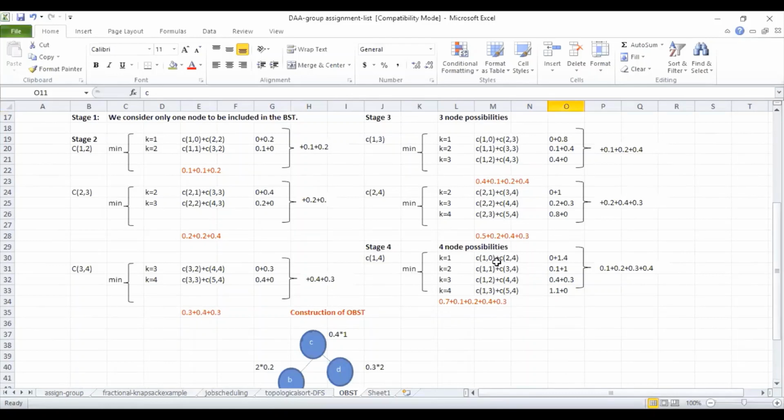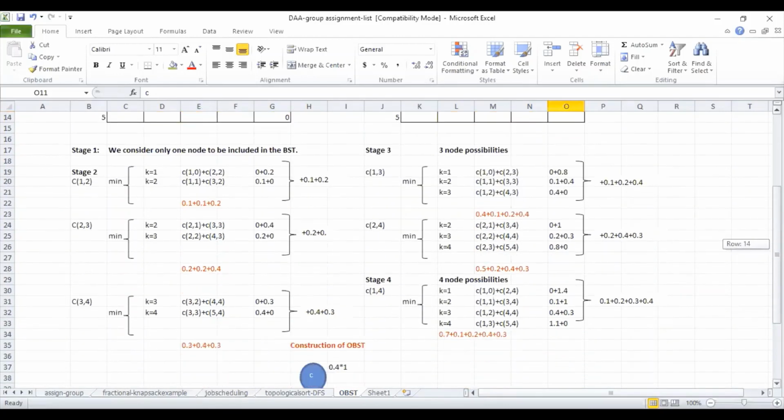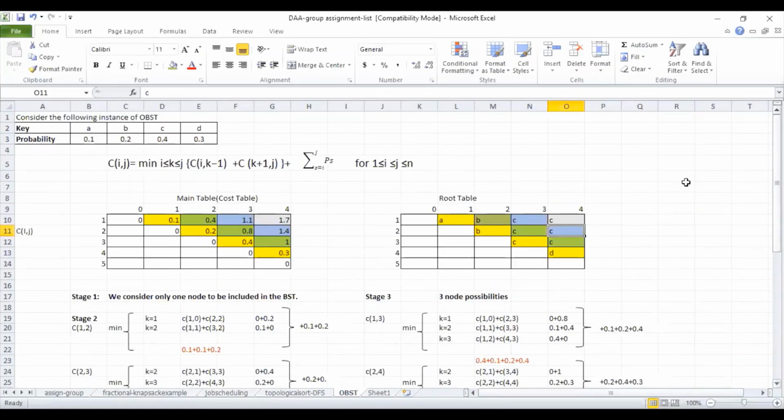So if you look at the 4 node possibilities here, there are 4 possibilities, 1, 2, 3, 4, all of them generated using the recurrence, added along with your search probabilities, and we end up with the value 1.7, as entered here, and let us once again look at what is the root node possibility, the minimal one. Which is the minimal one among them? Yes, obviously node C has appeared to be the minimal one. So formally we have come to the end of construction of the cost table as well as the root table, but there's one small job left pending, and that would be the construction of the OBST.